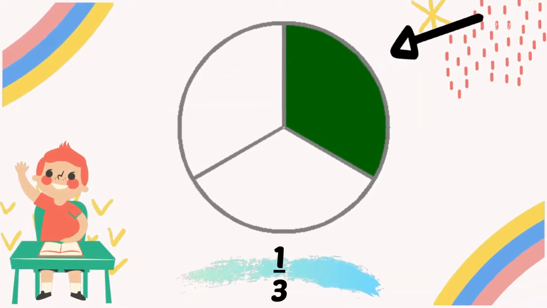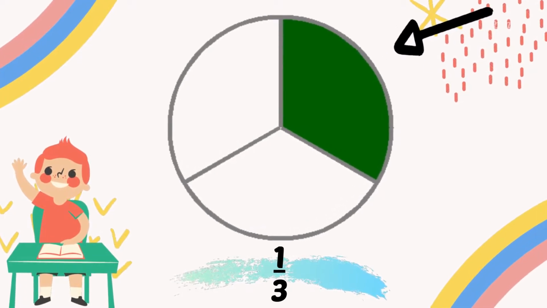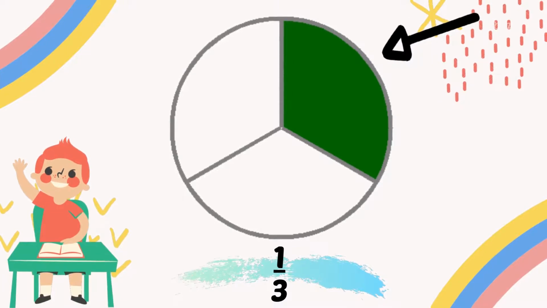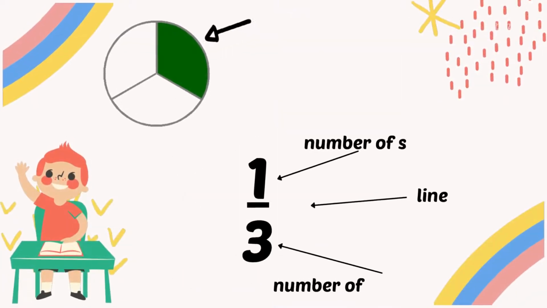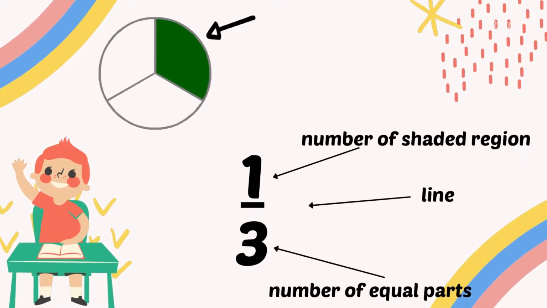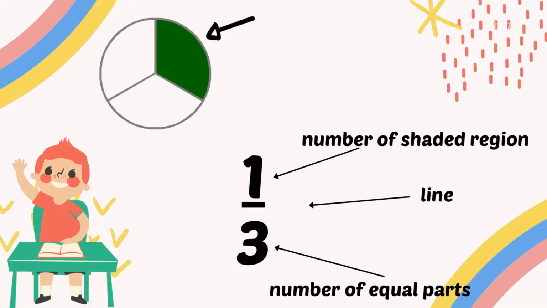This is how we write the number. We write number 1 on the top, we draw the line, and we write number 3 at the bottom. This is the explanation. Number 1 is the number of shaded region, and we draw the line, and number 3 is the number of the equal parts. So 1 over 3.